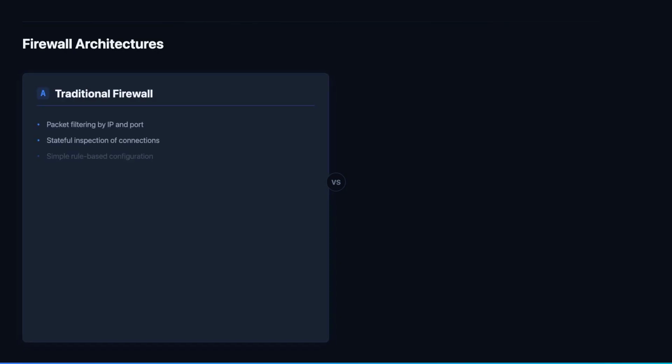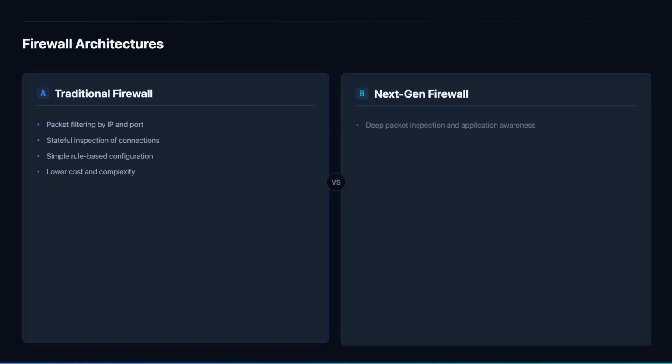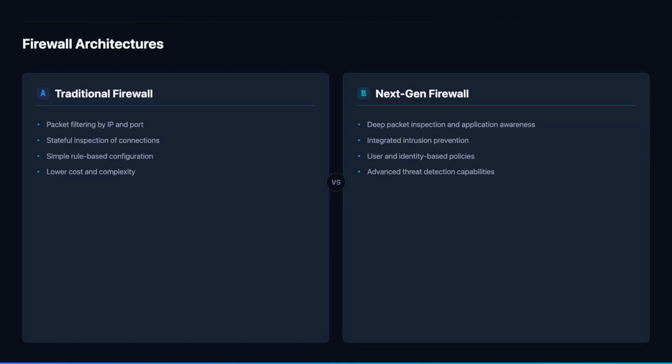Firewalls are the first line of defense. Understanding different architectures helps us choose the right protection. Traditional firewalls provide solid perimeter defense based on network addresses, ports, and connection states. Next-generation firewalls go beyond port and IP filtering to inspect application traffic and detect sophisticated threats.